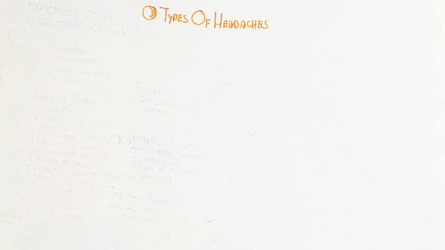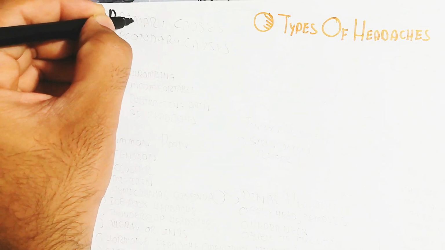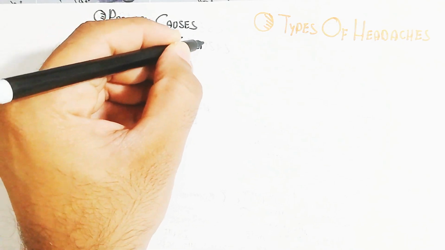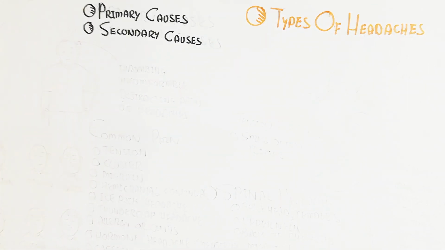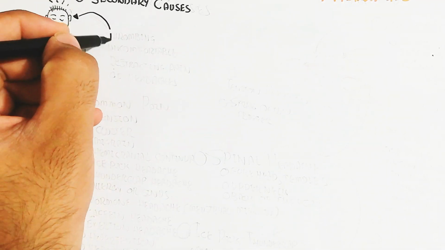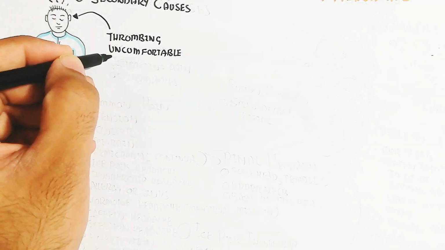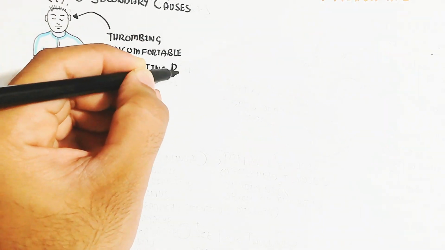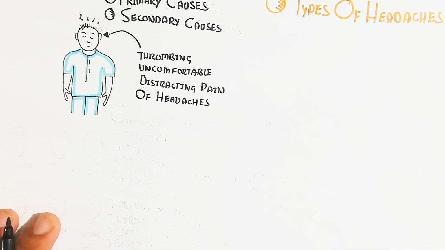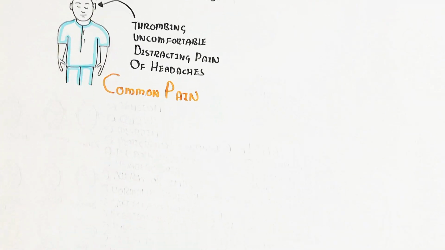Remember, the types of headaches we will classify in this video are primary causes and secondary causes. Secondary causes are due to another problem, like abdominal pain or other problems. Here is the throbbing, uncomfortable and distracting pain of headaches. We will understand the common pain first. We can classify the common pain as tension due to stress, anxiety, and depression.